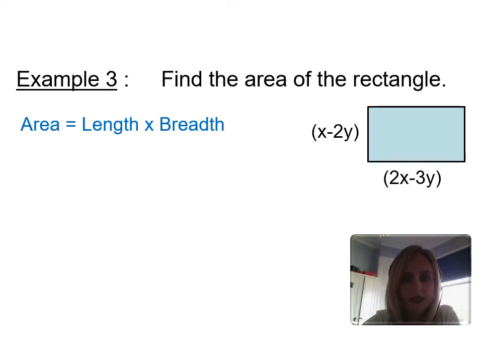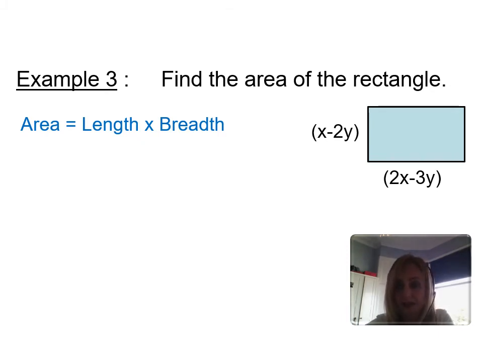Okay, example 3 is a problem solving question with algebra saying find the area of the rectangle, and we're given the size of a rectangle as algebraic expressions. So the length is 2x minus 3y and the breadth is x minus 2y. Now if we see something like this, find the area of a rectangle, the first thing we should be thinking about is, well, how would I normally find the area of a rectangle? The formula for the area of a rectangle is length times breadth. So that's what I do.